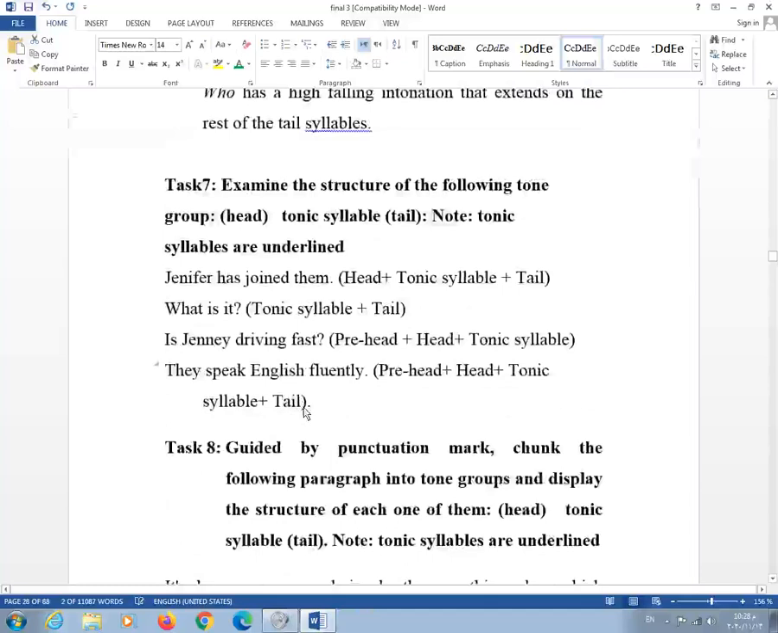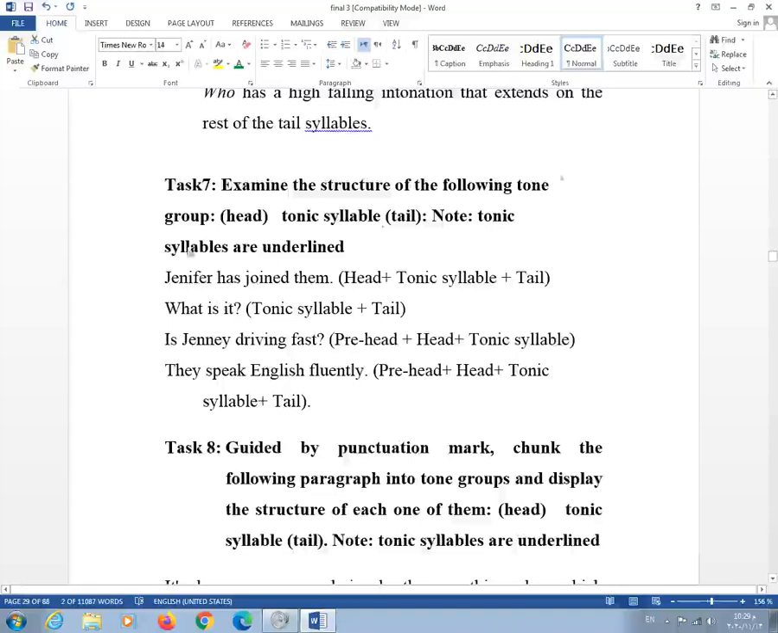Here we have task number 7. Examine the structure of the following tone groups: head, tonic syllable, tail. There must be a tonic syllable. So we can have a tone group without a head, and we can have a tone group without a tail. But we cannot have a tone group without a tonic syllable. Right? Yes.